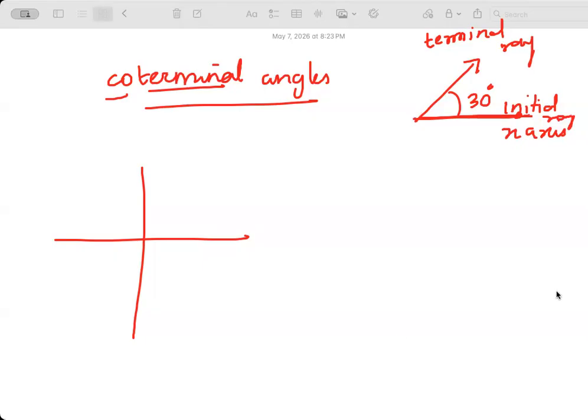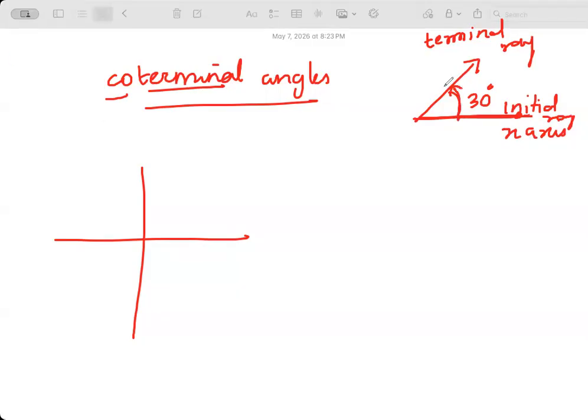Coterminal means co means same, terminal means ending rays. So the proper definition of coterminal angles is that these are angles in standard position, meaning the initial side is always on the positive x-axis. These angles share the same terminal side. Even though their measures are different, they share the same terminal side. So the coterminal angles always differ by 360 degrees. Any questions there?